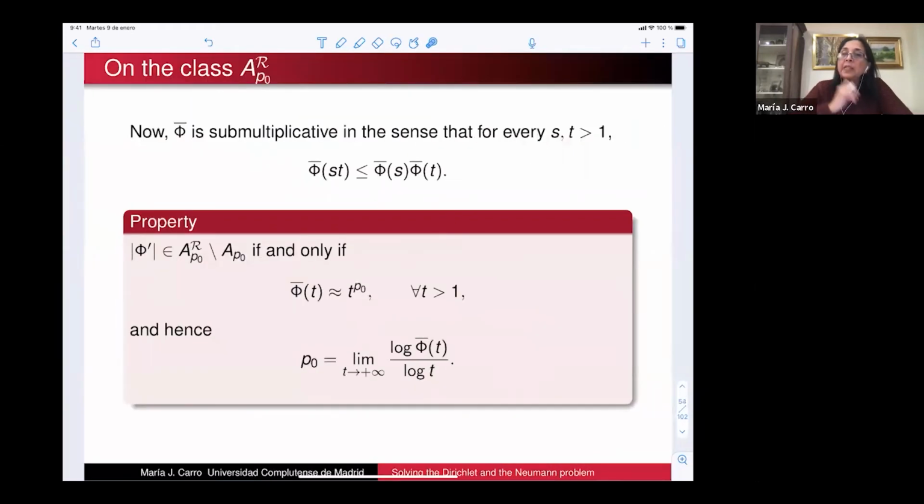Now the point is that one can check that this function satisfies that it is submultiplicative in this sense. Okay, and using the submultiplicative property, it turns out that a weight is in A_p0^R but not in A_p0 if and only if this function is equivalent to t to the power p0. And therefore, this function phi bar gives us a way of computing exactly the value of p0 by that formula that I have written here.